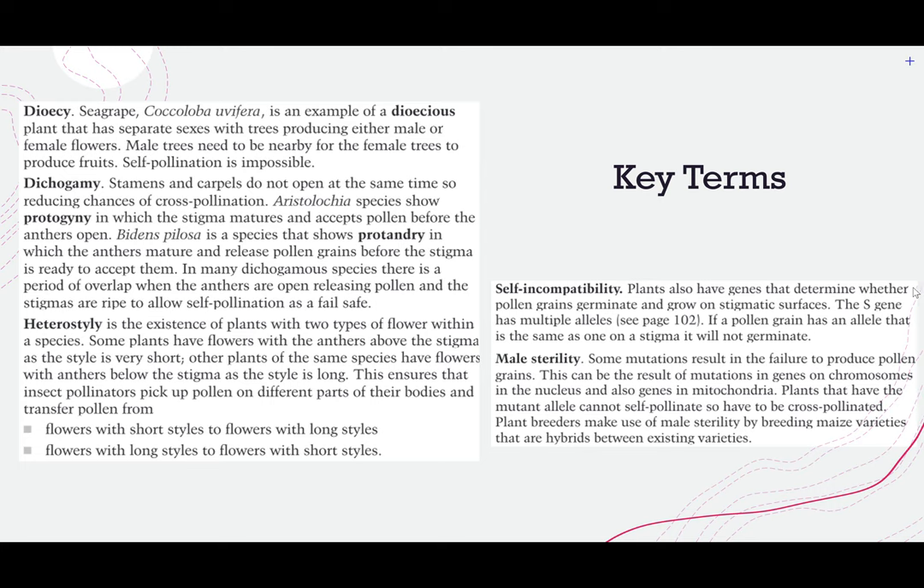So this can be a result of different types of mutations in the genes on chromosomes in the nucleus, and also genes in the mitochondria as well. Plants that have the mutant allele cannot self-pollinate, so they have to cross-pollinate instead. So what we're looking at is that self-incompatibility and male sterility completely reduce the chance of self-pollination.